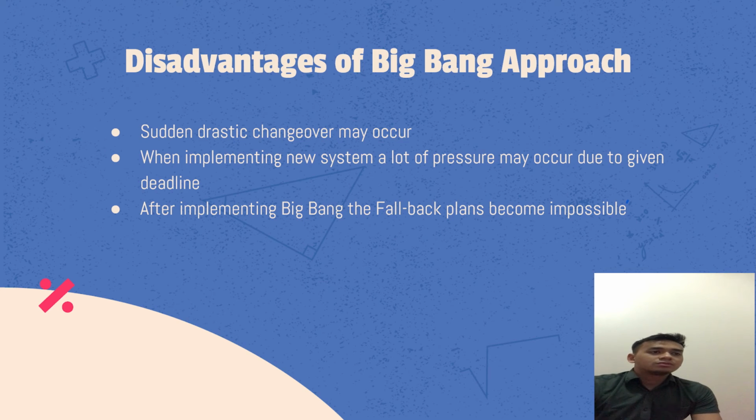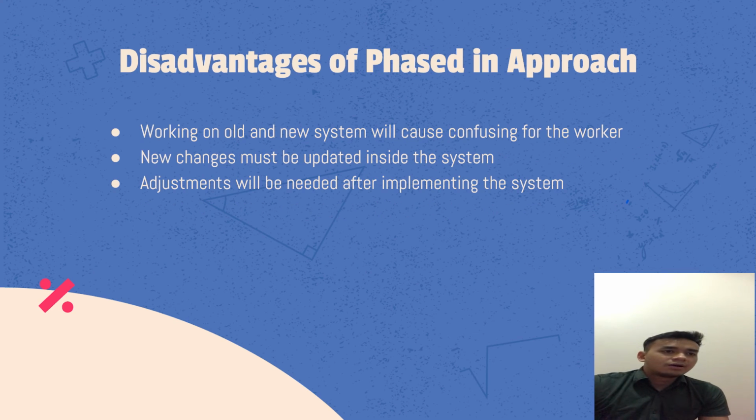Okay, so now the disadvantages of a Big Bang approach. First, a sudden drastic changeover may occur when implementing the approach. Second, when implementing a new system, a lot of pressure may occur due to the given deadline. The third, after implementing Big Bang, fallback plans become impossible. Now, the disadvantages of the phase-in approach.